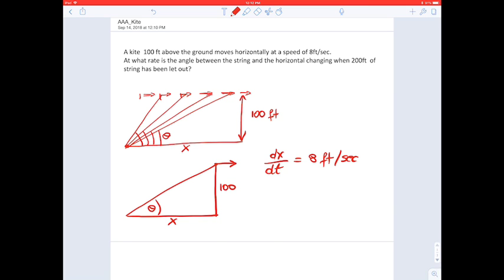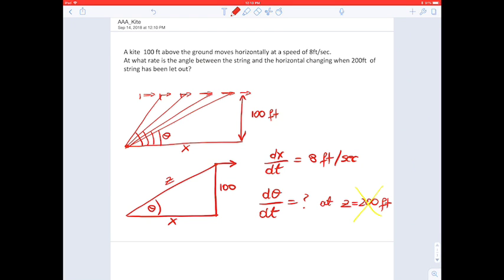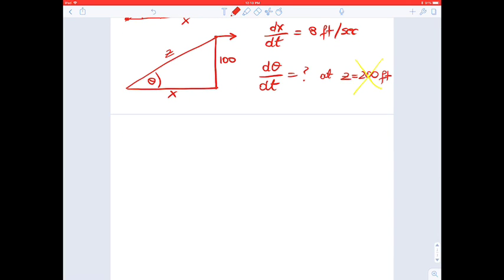And we have to find out how the angle is changing, d theta dt, how the angle is changing with respect to time at the moment when this distance, which I can call z, is 200 feet, when 200 feet of string is let out. But we have to remember that this is not really 200. It's just the one moment in time. We will use 200, but just at the end. That's me looking at my nice model, nice triangle.